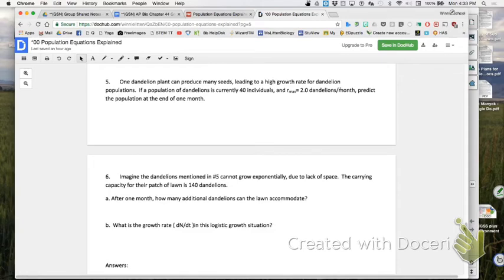Okay, so here is your last problem. One dandelion plant can produce many seeds, leading to a high growth rate for dandelion populations. If a population of dandelions is currently 40 individuals, so N equals 40, and R max, R equals 2 dandelions per month, predict the population at the end of 1 month. Okay, so the change in the population over time is going to be R times N. So now we're just going to say R is 2 and N is 40. So 2 times 40 is 80.